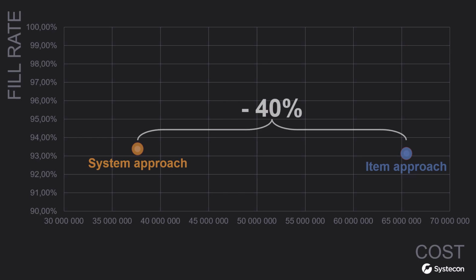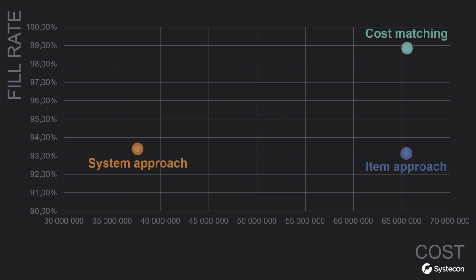Now, what if we could use the same spending needed to reach the requirements for the item approach, the 65 million, but applying the optimization from the system approach instead? Well, it turns out that by doing that, we can make a significant improvement in terms of average fill rate. For the same cost, we can actually go from an average of 93% to almost 99%. That means another 6 percentage points.